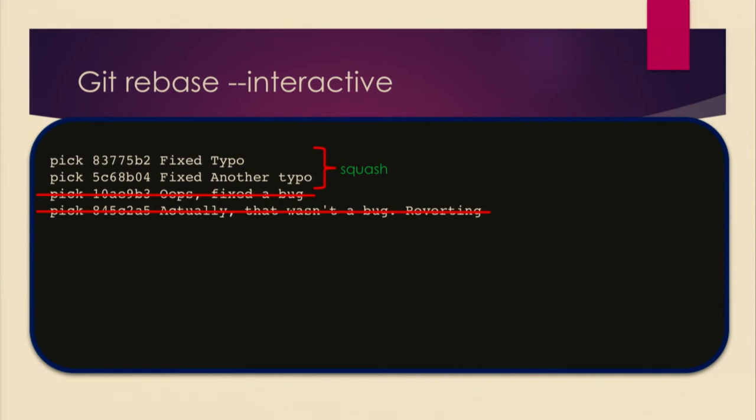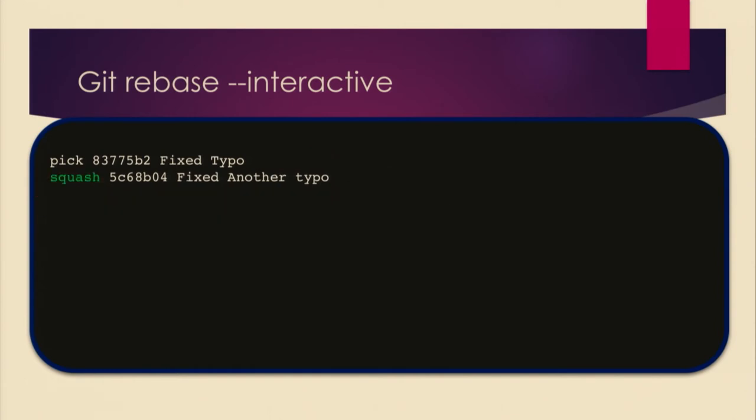I'm going to remove the last two entirely, and I'm going to change one of those pick commands to squash. All right, so I remove them, and I'm telling Git, hey, when you walk back, forget about these two commits. Pretend they never happened in the history. And these two, just squash them together into a single commit.